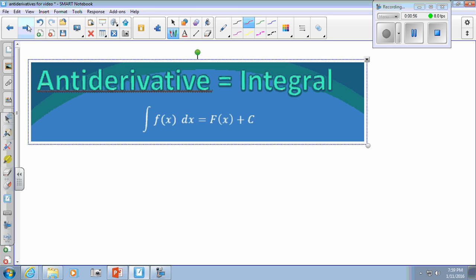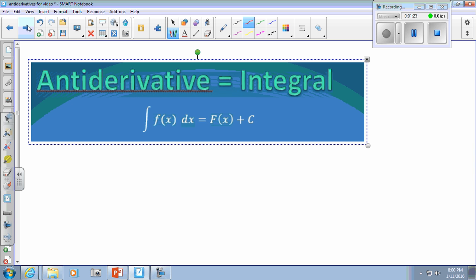Okay. An antiderivative is also called an integral. So if we say take the integral or find the antiderivative, that is the same thing. Okay. So in the notation here, we've got the integral of little f dx is equal to capital F of x plus c. The c is a constant, and the capital F would be the antiderivative of little f.